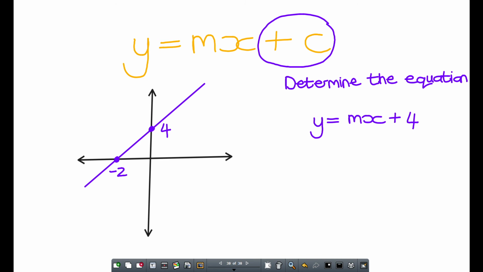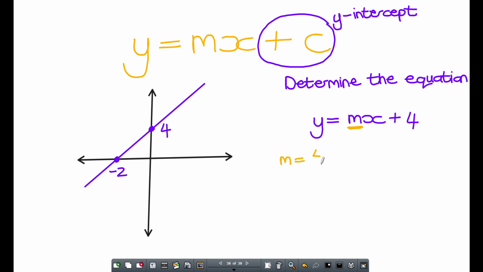Yes, yeah. C is the y-intercept. Yes, always. Okay, now, what else do I need here? I still got to get gradient. And how do we work out gradient again? The y over the x. Difference in y over difference in x.